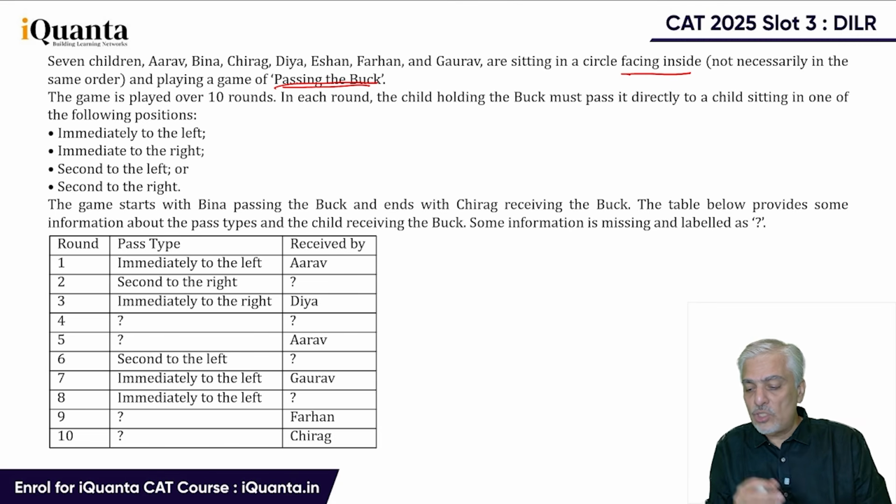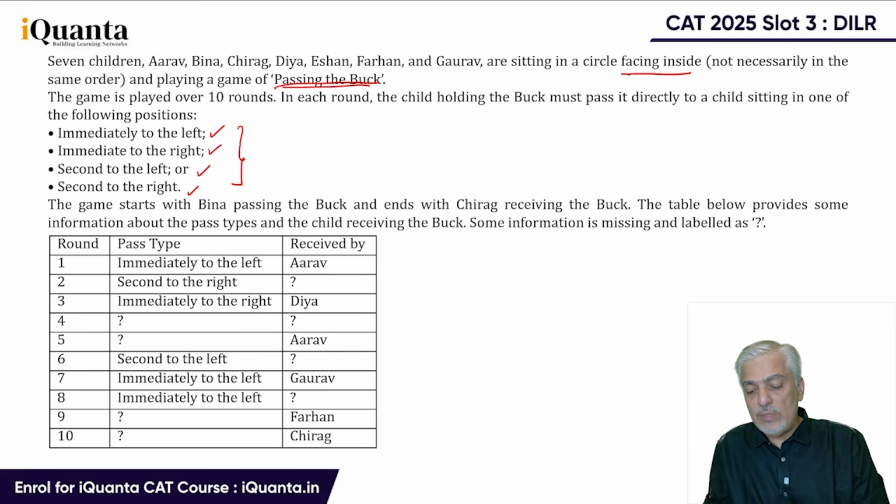In each round, the child holding the buck must pass it directly to the child sitting in one of the following positions. So where all can you pass? If I have the buck with me, where can I pass? There are only 4 places I can pass. I can pass to my immediate left, my immediate right, or to the second to the left or second to the right. So these are the only 4 positions one person can pass to. That's very important. And there are only 7 of them.